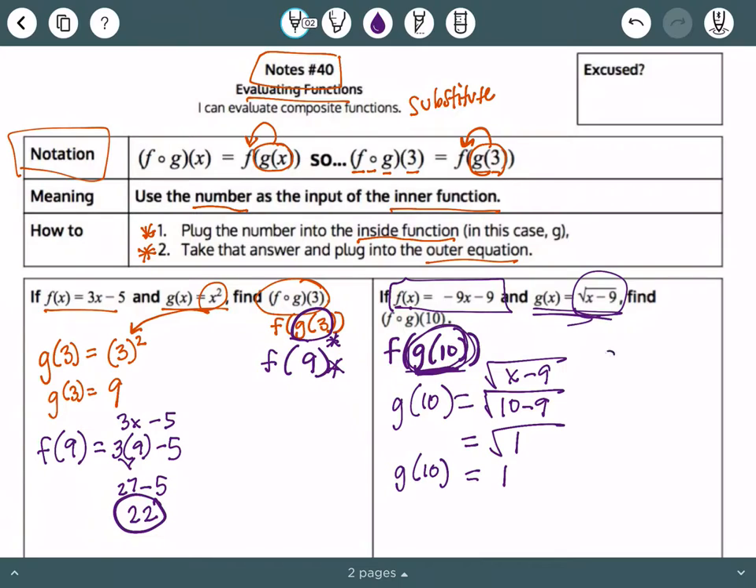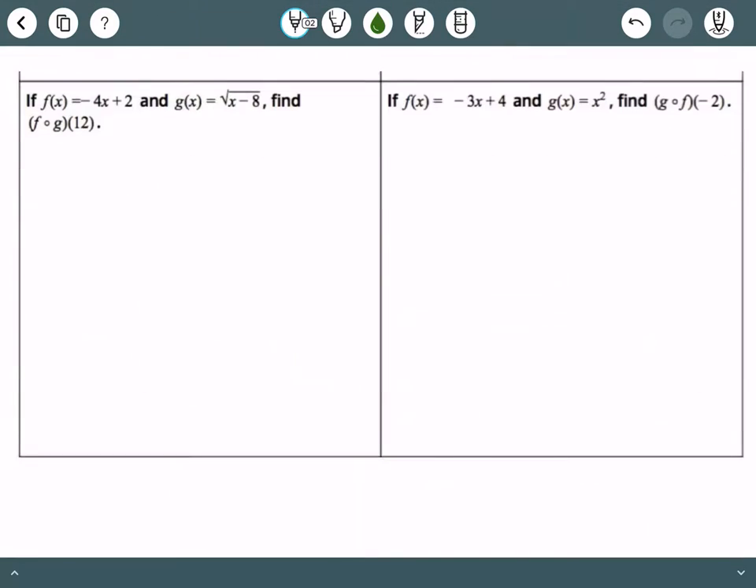So now I need to find f of 1. Our f equation is negative 9x minus 9. And everywhere that I see x, I'm going to plug in the number 1. So I have negative 9 times 1 minus 9. This here would be negative 9 minus 9, negative 18 as my answer. Right, so just plugging in the inside and then plugging that into the outside.